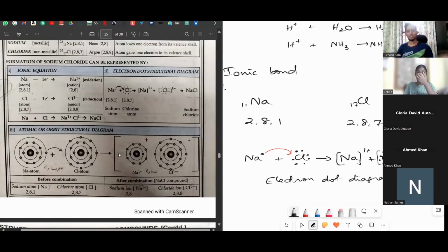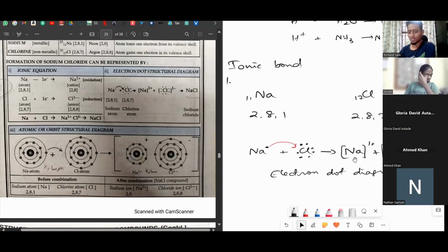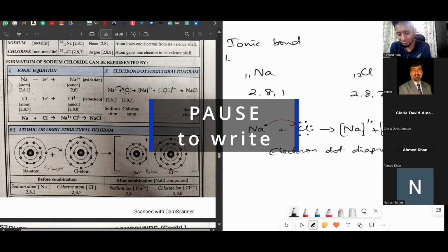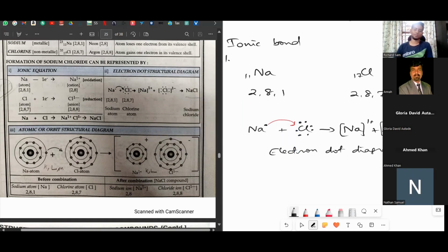Now, the orbit structural diagram takes a long time to draw, so mostly they'll give you the electron dot diagram, but you should know how to draw both. All right, draw the electron dot diagram for sodium chloride, and then we will see the other 2 examples that are in your book. Okay, is it clear how to draw the orbit structure diagram?